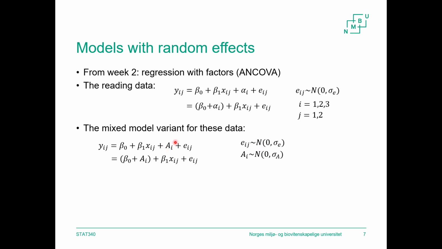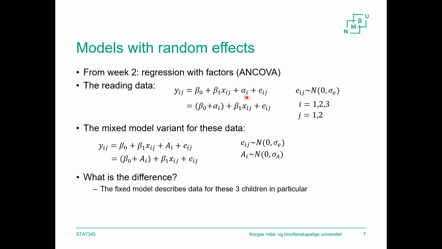But now this one is also a stochastic term. And it was not up here. Here it was a factor with 3 levels. Now it is sort of a factor with infinitely many levels, where we have 3 of them in this data set. And you see here we now specify that this also comes from a normal distribution with some standard deviation unknown to us. So what is actually the difference between this ANCOVA model up here and the mixed model down here? What is the difference?